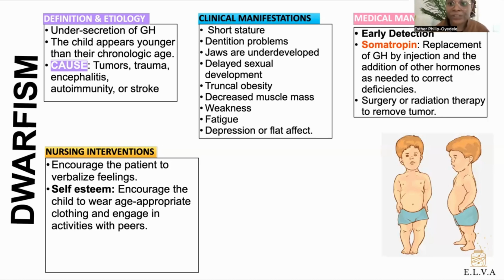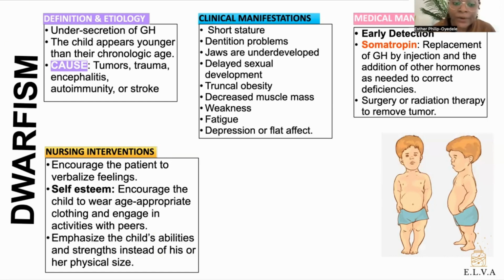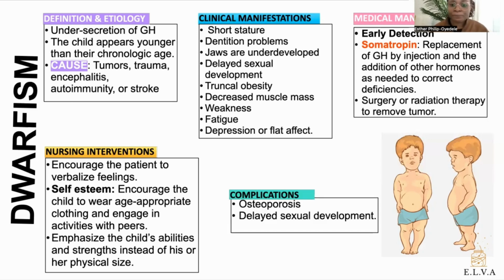Also, the parents might want to be dressing them in those kinds of clothes. So you want to encourage the parents to actually dress them appropriately. Let them engage in appropriate activities with their peers, and also encourage and emphasize the child's abilities, skills and strengths, and not just their physical size. All right. A complication for this patient is osteoporosis. So they would also have very porous and less dense bone mass that can easily fracture, and some delayed sexual development. All right, so that is dwarfism.